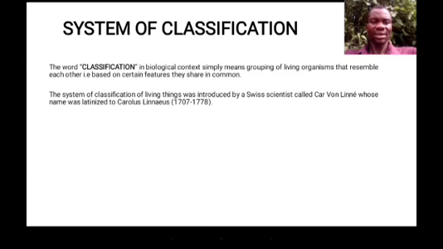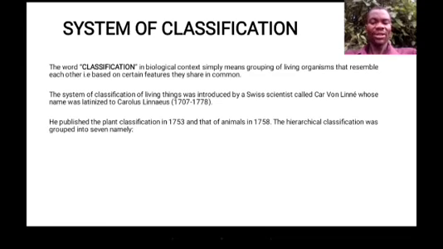The system of classification was introduced by a Swiss scientist called Carl von Linne, whose name was later Latinized to Carolus Linnaeus, and he lived around 1707 to 1778. He published the plant classification in 1753 and that of animal in 1758.